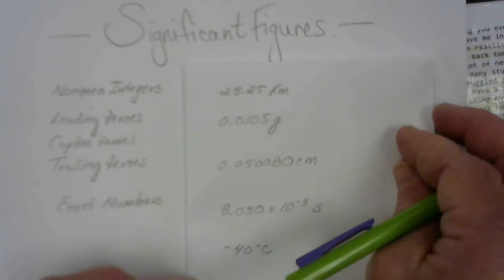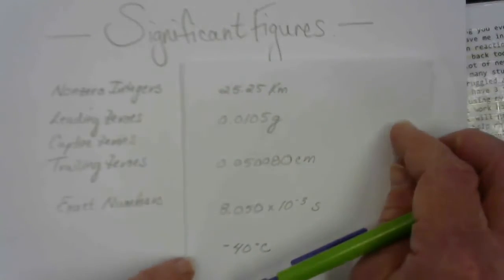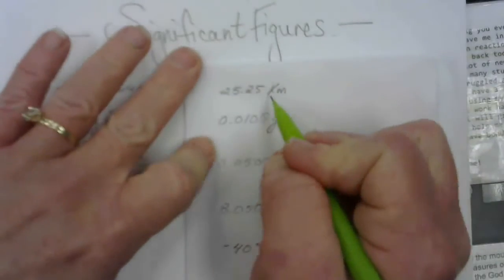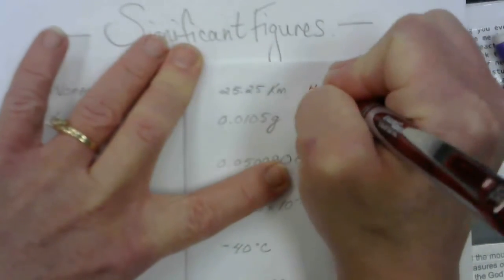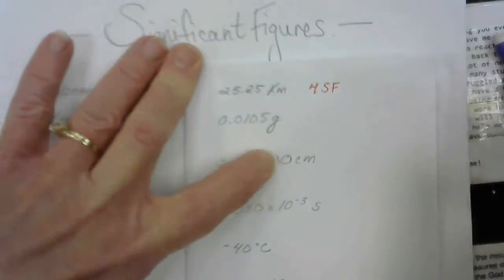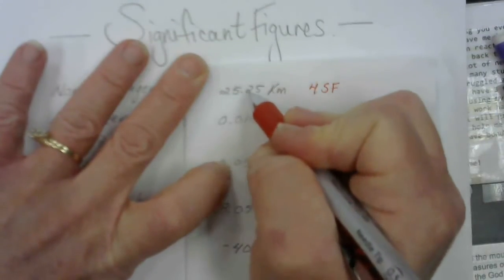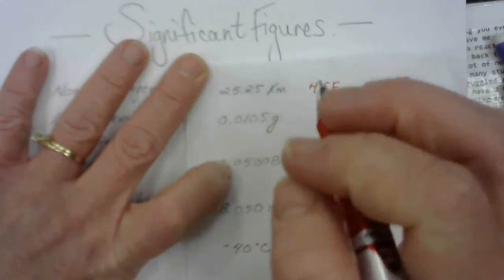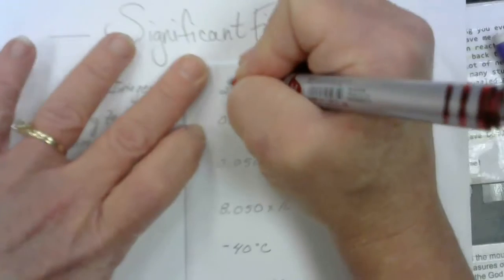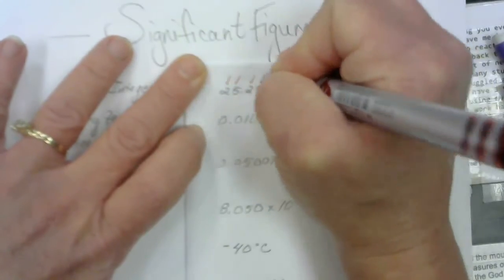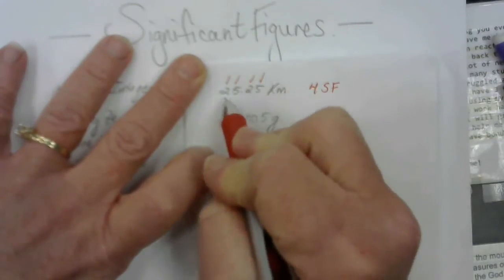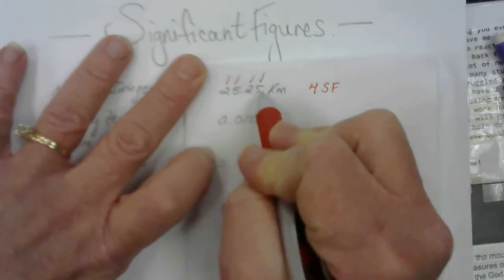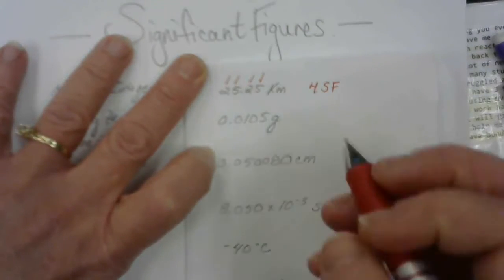So to lead us through some examples, I have some measurements. This measurement would have 4 significant figures. Now, why? Each of these values are non-zero numbers, so each of them count as a significant figure. We would say this value has been measured to the 100th of a kilometer.